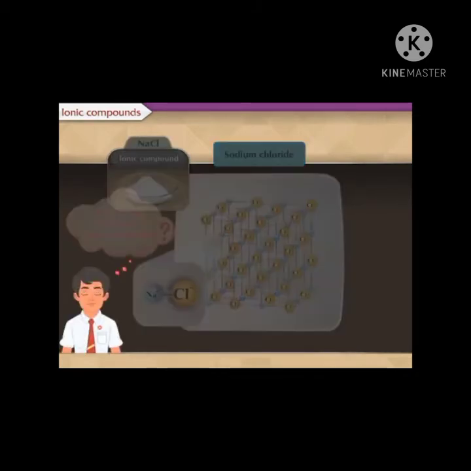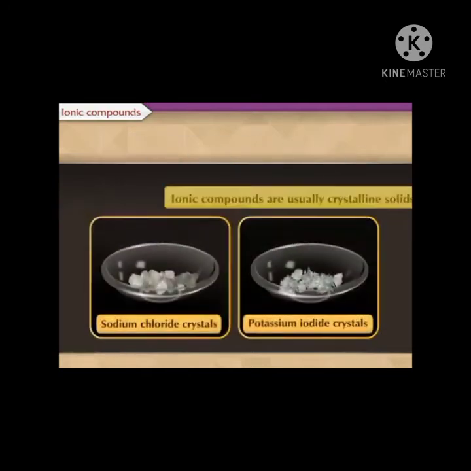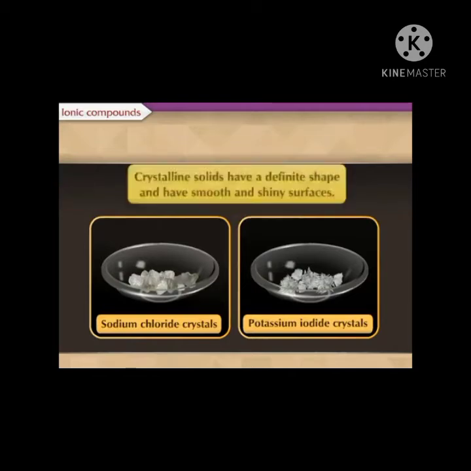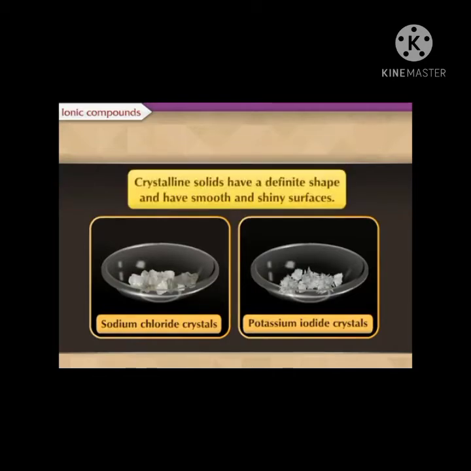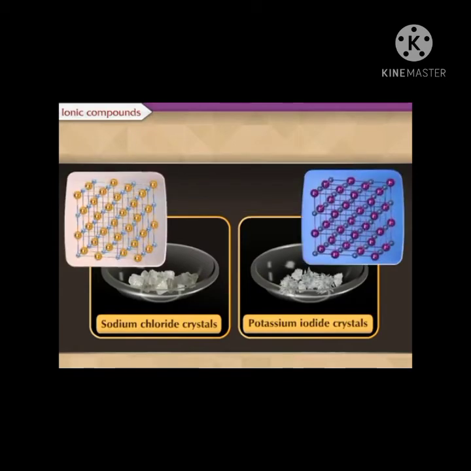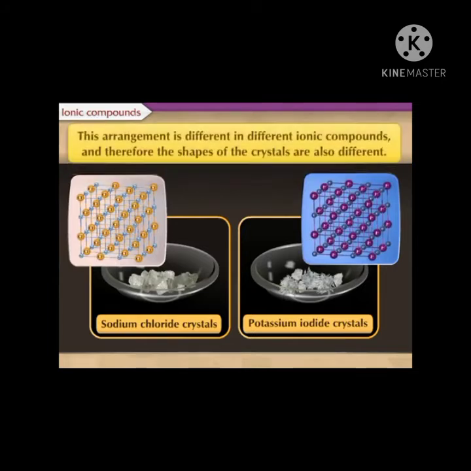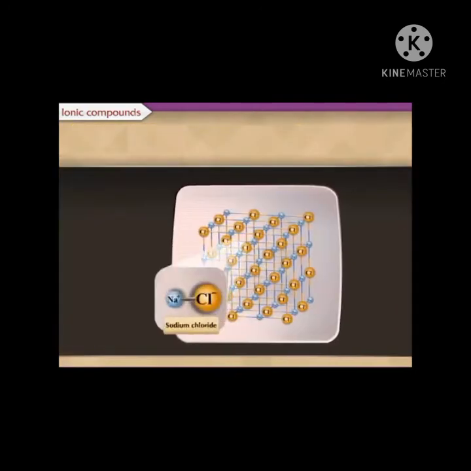What is the structure of ionic compounds? Ionic compounds are usually crystalline solids. Crystalline solids have a definite shape and smooth, shiny surface. The regular arrangement of ions is responsible for the crystalline nature of solids. This arrangement is different in different ionic compounds, and therefore the shapes of the crystals are also different.